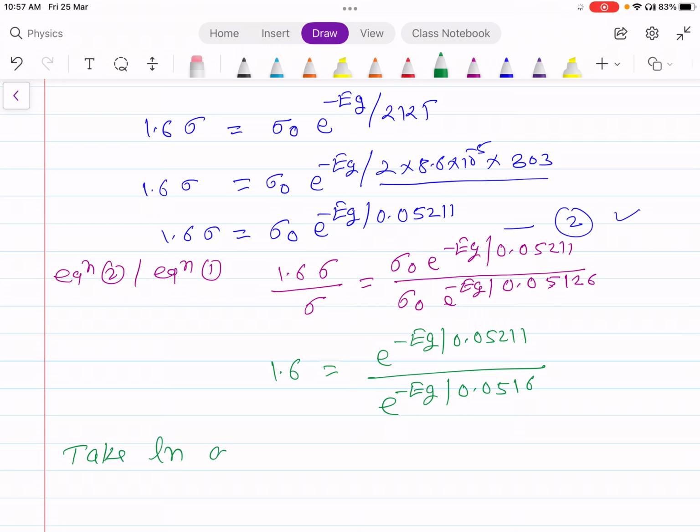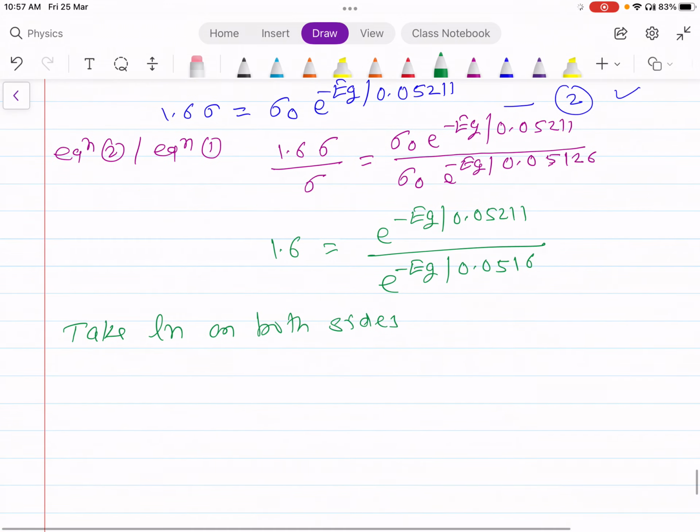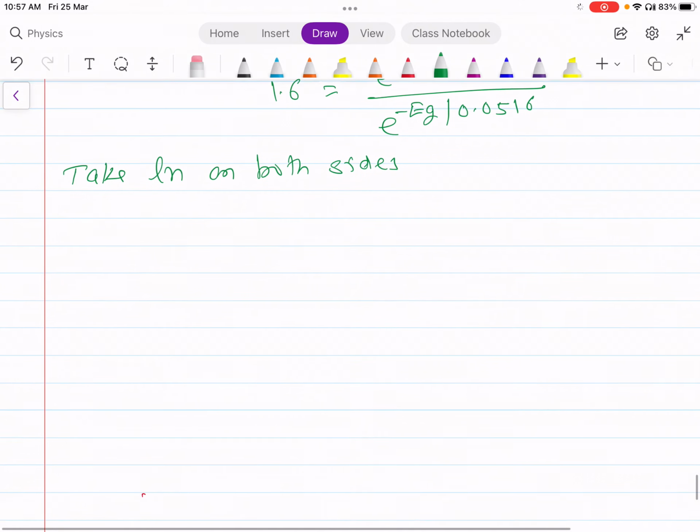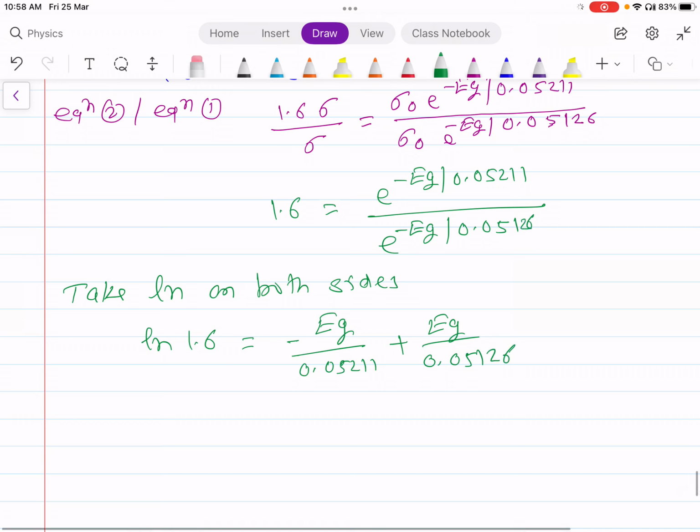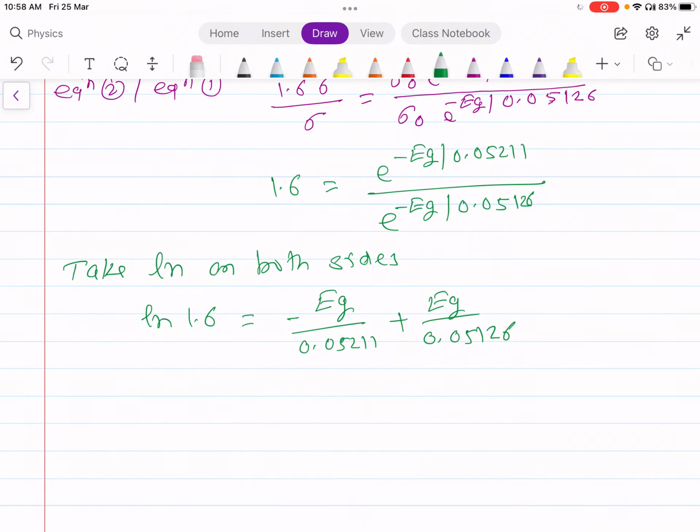Take natural log on both sides. So this is ln of 1.6, which is equal to minus Eg upon 0.05211 plus Eg upon 0.05126. ln of 1.6 is 0.47.